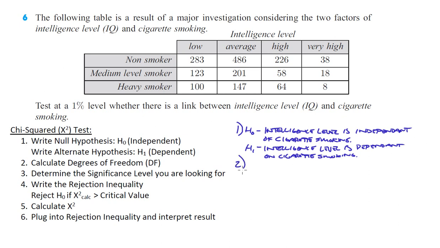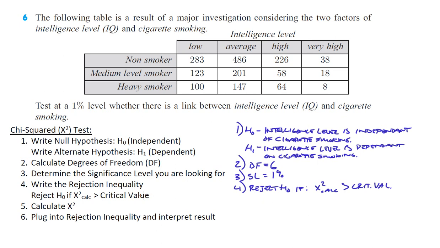All right, number 2, calculate the degrees of freedom. Take out 1 row, take out 1 column, and we are left with these 6 cells here. So degrees of freedom is 6. Okay, and number 3, determine the significance level, 1% level. So significance level is 1%. Step 4, write our rejection inequality. So reject our null hypothesis if chi-squared calculated is greater than our critical value.